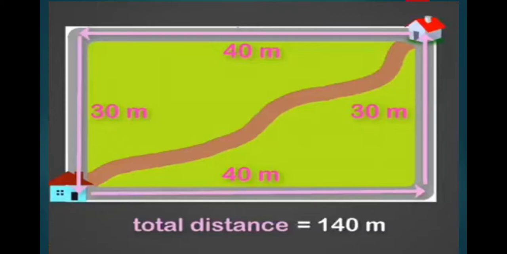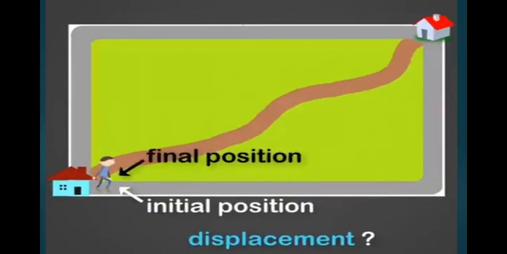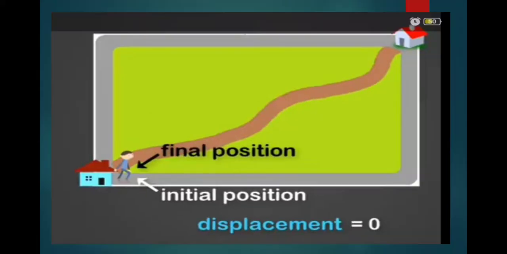Now what is your displacement? Your initial position was your house, and that's also your final position because you are back here. So what is the shortest distance from the initial to the final position? That's right, your total displacement is 0 because you are back at your home.